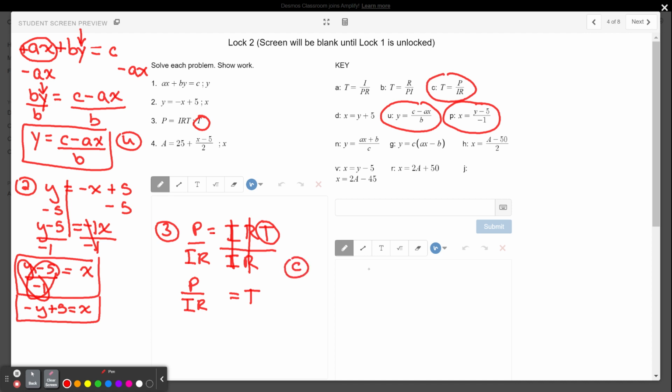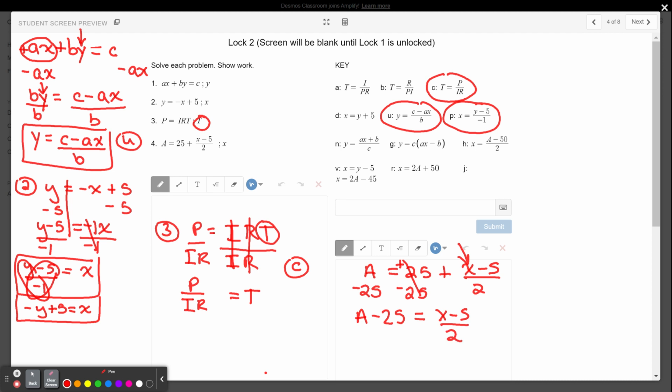Now number 4 is tricky, so we want to be careful with number 4 because there's a few layers here. So I understand we want to get to this x, but this x is caught. It's in the numerator. We can't deal with that yet. So we have to undo adding or subtracting. In this case, we're adding 25, so we're going to minus 25. And we are left with that fraction.